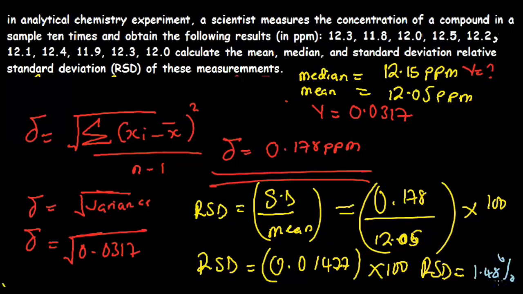In this case, we can finally conclude and say our median is 12.55 ppm, our mean is 12.05 ppm, our standard deviation is 0.178 ppm, and our RSD is 1.4%. So this is it for this problem.